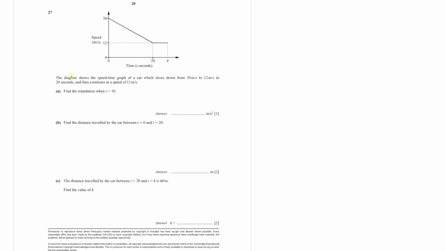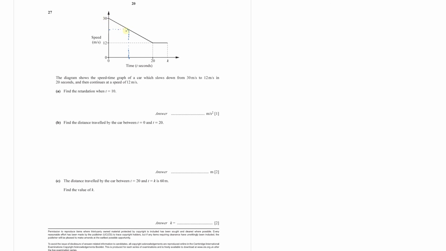So the next question is, the diagram shows the speed time graph of a car which slows down from 30 to 12 meter per second in the 20 seconds and then continues at a speed of 12 meter per second. Find the retardation when t equals to 10. So you have to find the deceleration or the retardation. So t is equals to 10 will be somewhere in the middle of 0 and 20. So this is the value you are basically looking for.